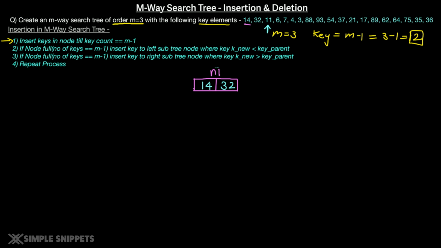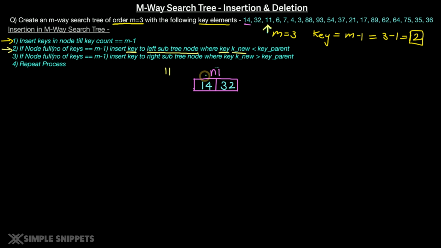Now, this is where the second rule applies, which says if the node is full, that is the number of keys in a particular node is equal to m minus 1, where m is 2 and the number of keys inside this node is also 2, then we have to insert this new key to the left subtree node where this new key k is less than the parent key. So we have to insert this 11. We compare it with 14 first and we determine that of course 11 is smaller than 14, and in that case we have to insert it in a node which is towards the left of n1, correct?